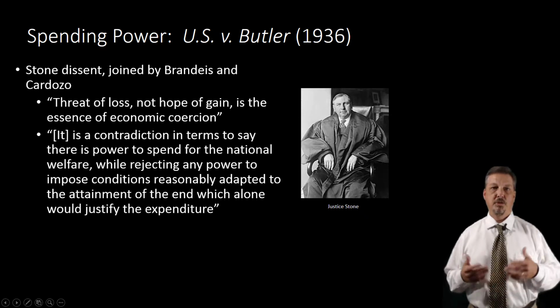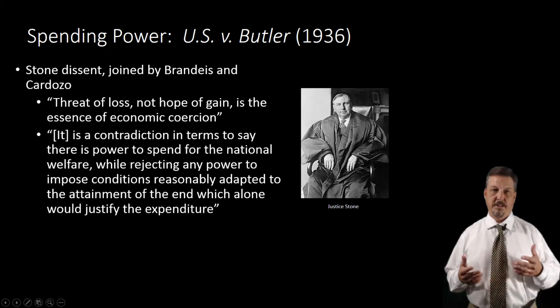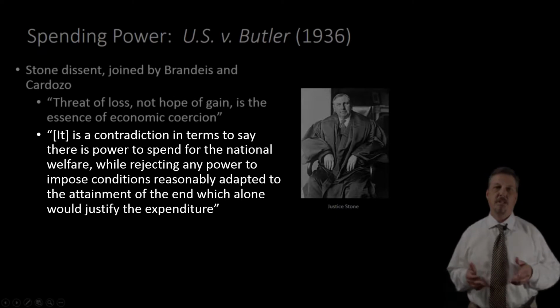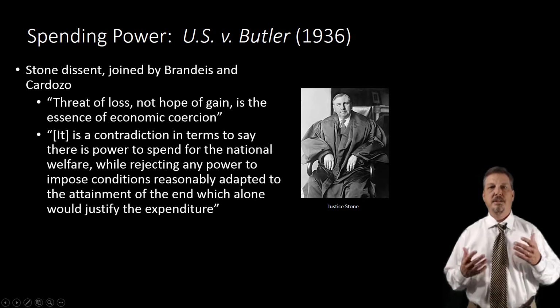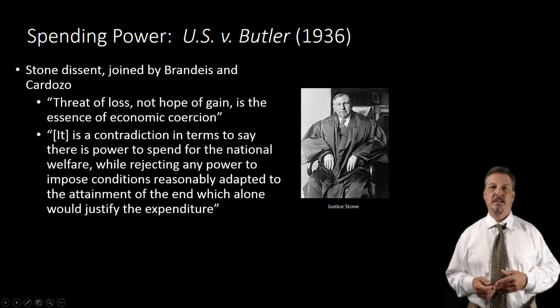Justice Stone wrote a dissent joined by Justices Brandeis and Cardozo, which highlighted the difficulty of this kind of line drawing. According to Justice Stone, it is a contradiction in terms to say there is power to spend for the national welfare while rejecting any power to impose conditions reasonably adapted to the attainment of the end, which alone would justify the expenditure. In other words, if Congress really is empowered to spend in support of the national policies, there's no way to draw a federalism line against conditions on receipt of expenditures.